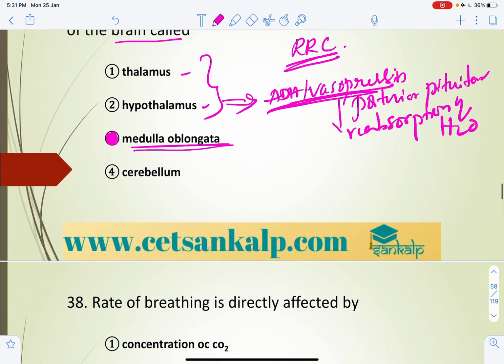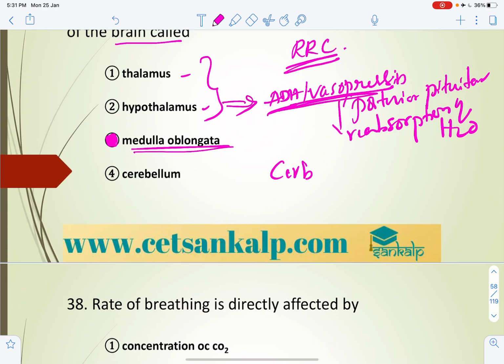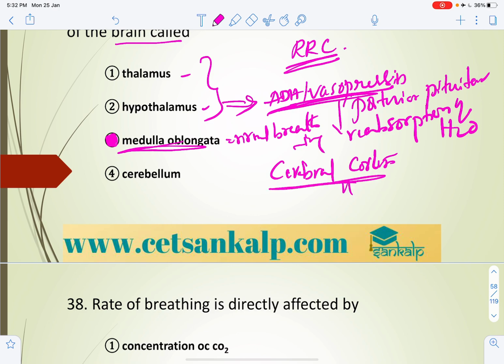And one more thing, keep it in mind: the medulla oblongata controls involuntary respiration, that means normal breathing. Similarly, the cerebral cortex controls voluntary breathing.